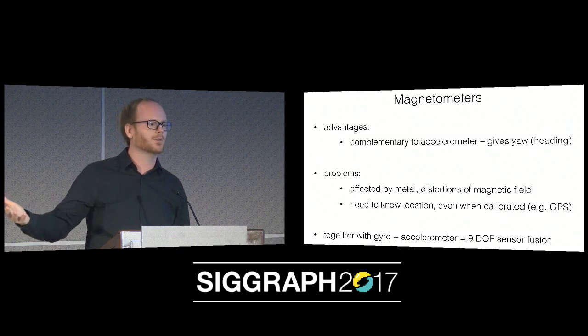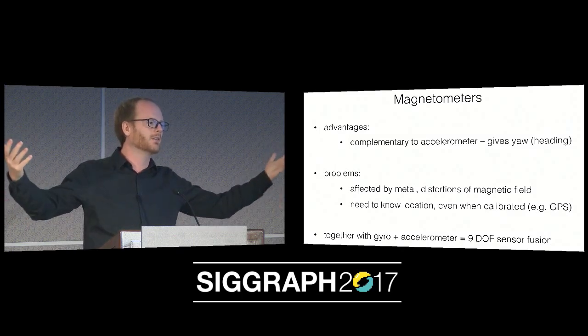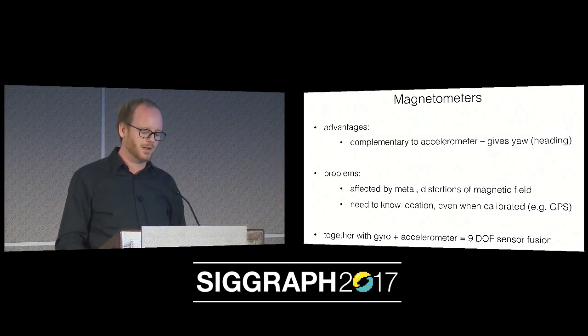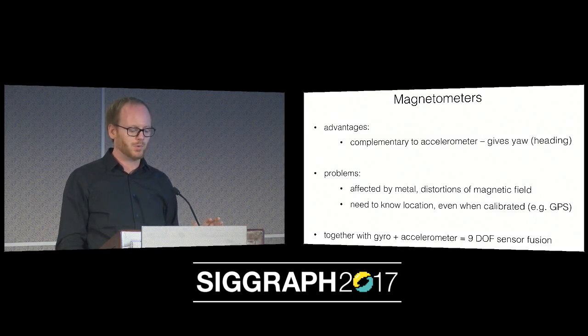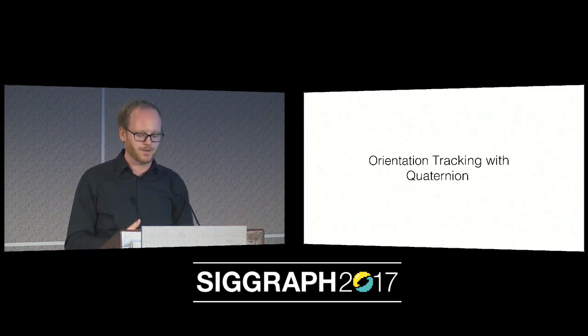So even if you take it into a different room, there's a bunch of computers that create a magnetic field, your measurements may be unreliable. So you can do all of this, and students do that in the course project, but we don't really do it as a homework because it's a little bit too complicated. So we mostly implement the tracking with the accelerometer and the gyro, but you can find more information online.